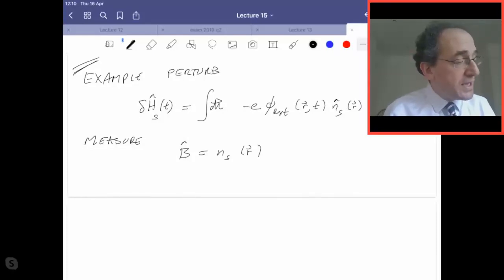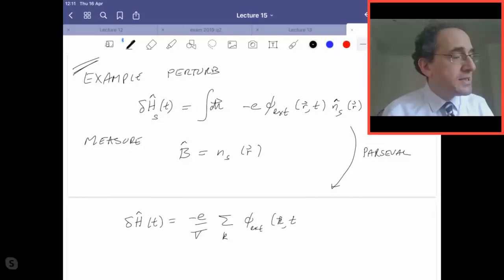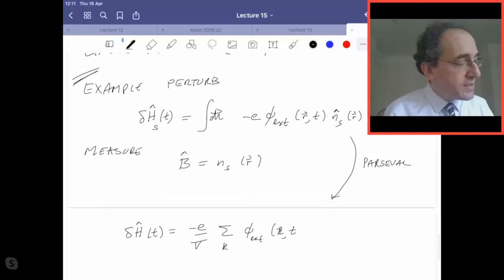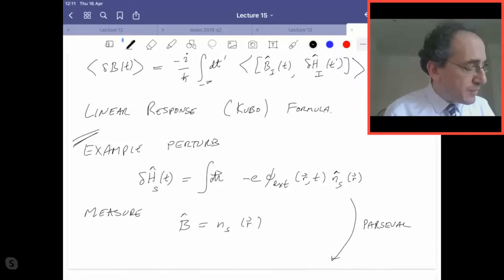So we can take this integral up here and use Parseval's theorem. If you remember Parseval's theorem, I think you learned that at Oxford in second year. We can rewrite this as delta H of t is minus e over the volume of the system, sum over k, psi external of k and t. Oh, let me put primes on these. Sorry about that. Actually, let's not put primes. We'll put the primes later.